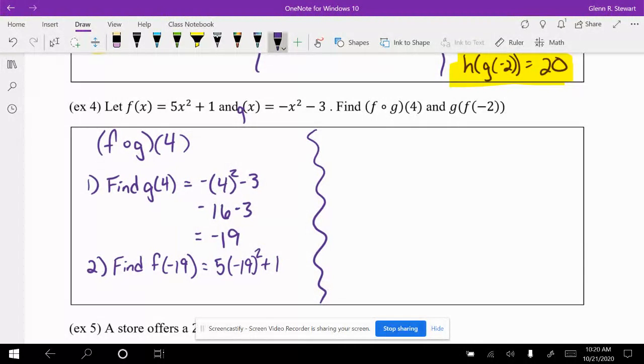19 squared gives us 361 times 5. And then we're going to add 1 to that. So we get 1,806.